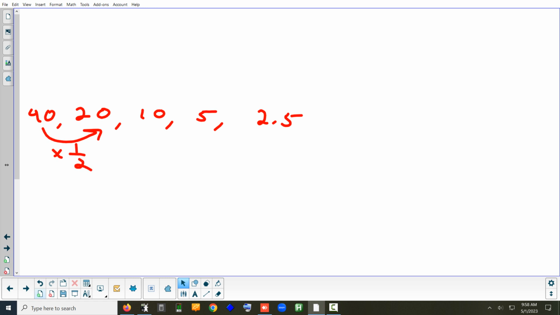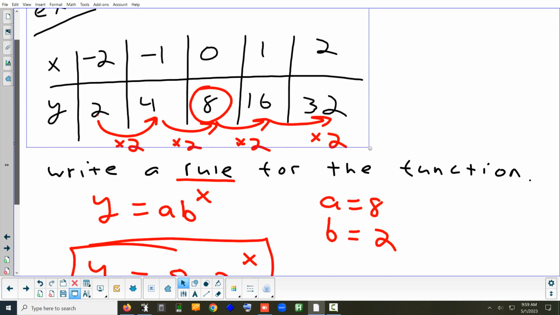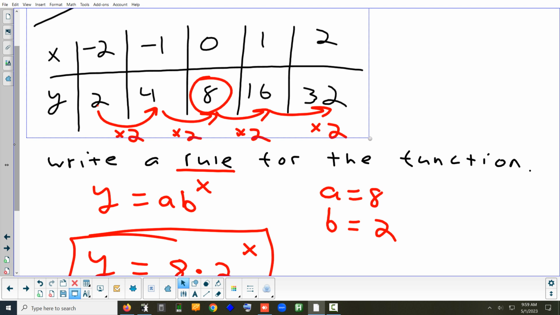So if you notice your numbers are getting smaller each time, then you're probably going to be multiplying by a fraction. And that's fine. This just means the b value would be a fraction. It's never going to be a fraction that's that hard to figure out, but it could be a fraction. So if the numbers are getting smaller, probably going to use a fraction. If the numbers are getting bigger, well, then it probably will not be a fraction.